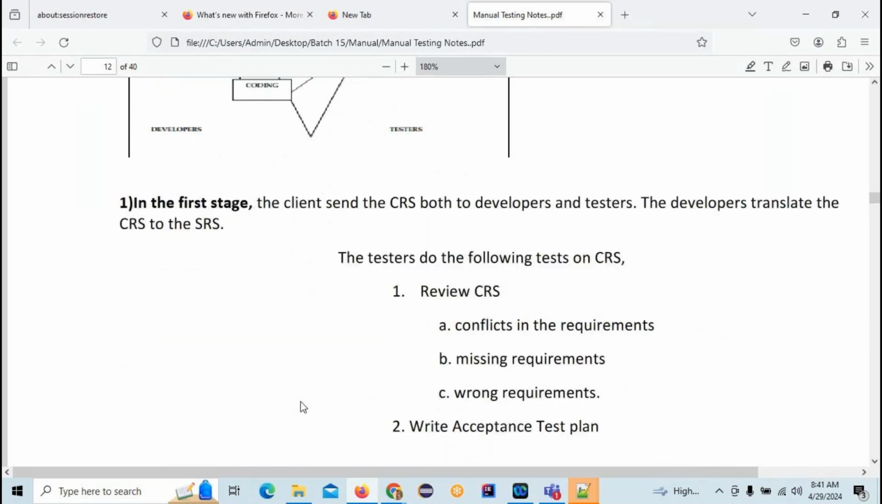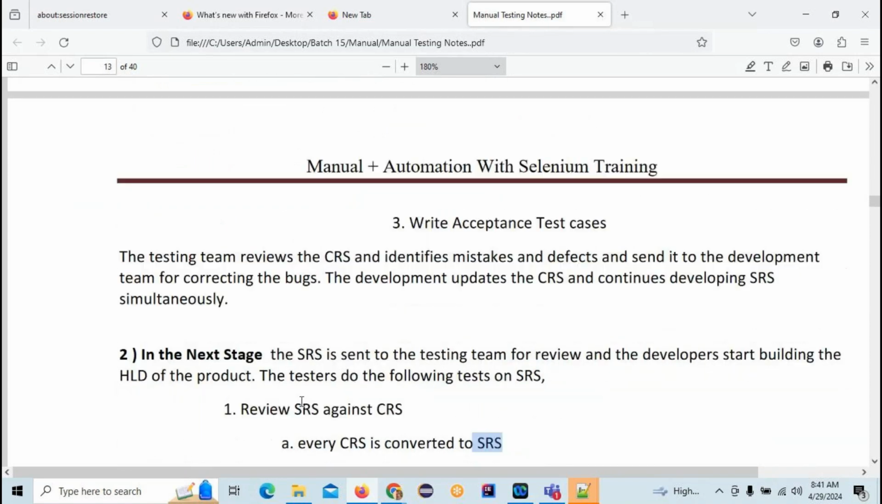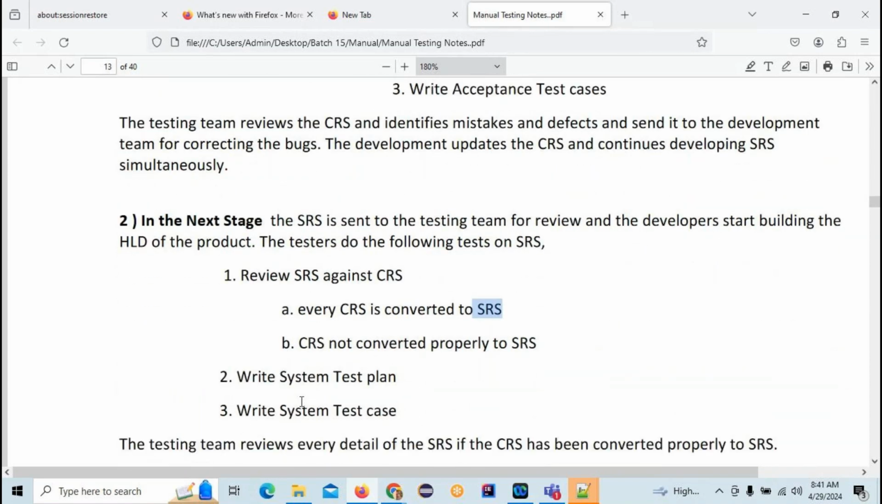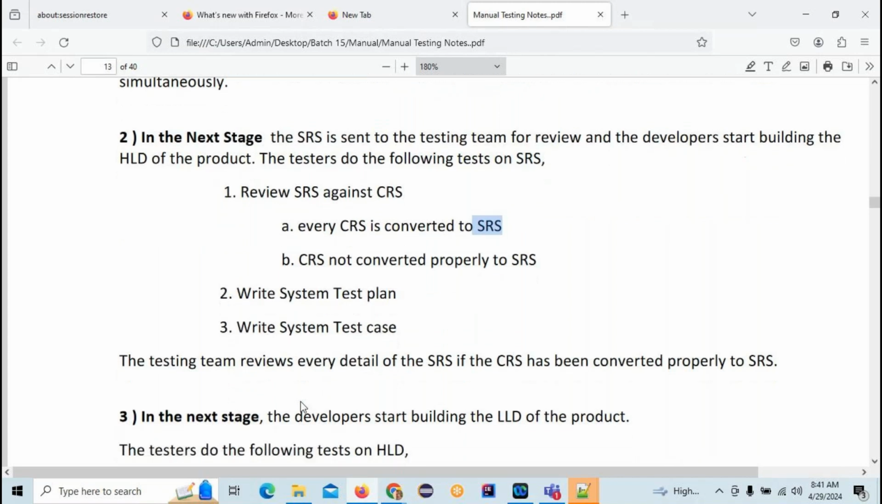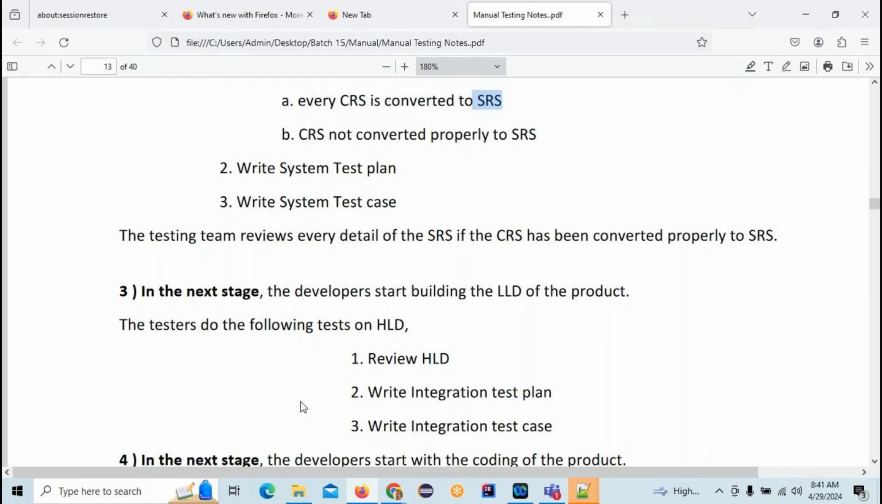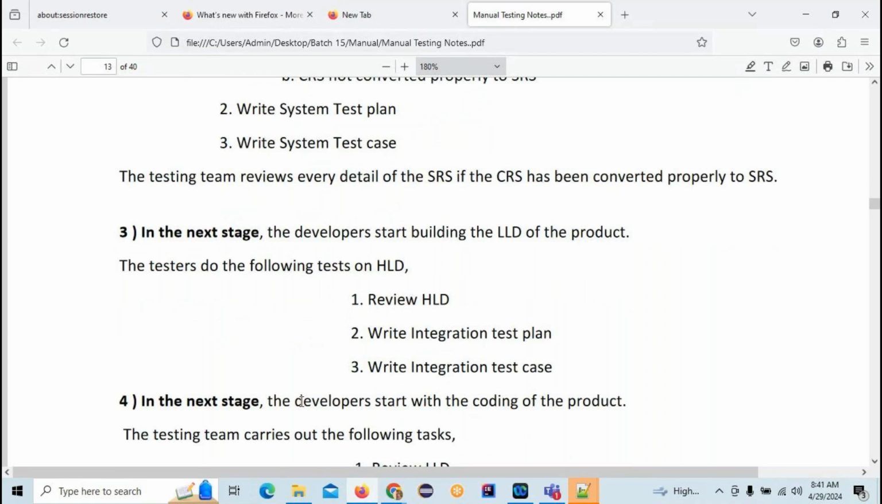The major difference between the waterfall model and the V model is that in the waterfall model, the testers will be free until they get a task in the testing phase. But here it's not like that. Testing is also started simultaneously. The developers and testers work simultaneously to get a quality product.